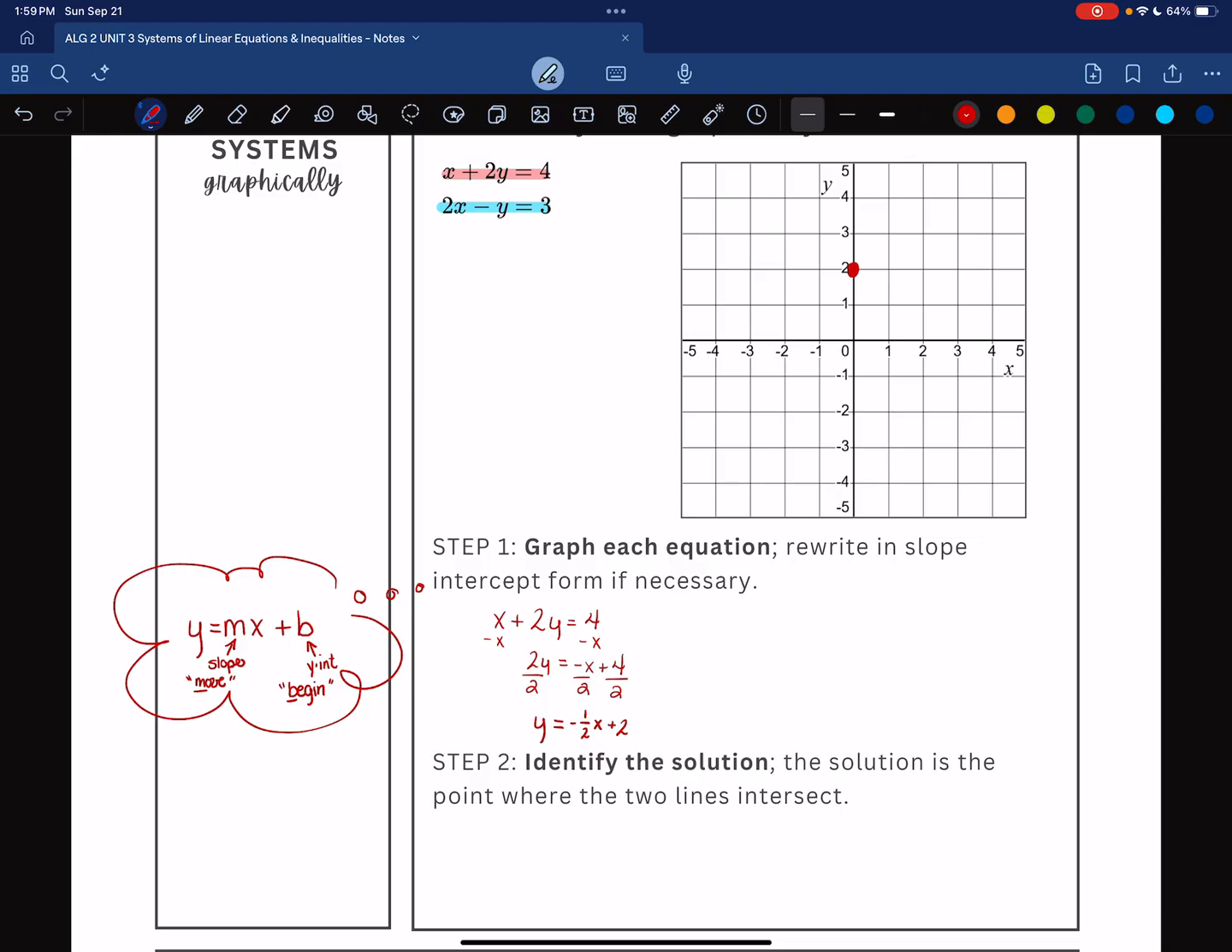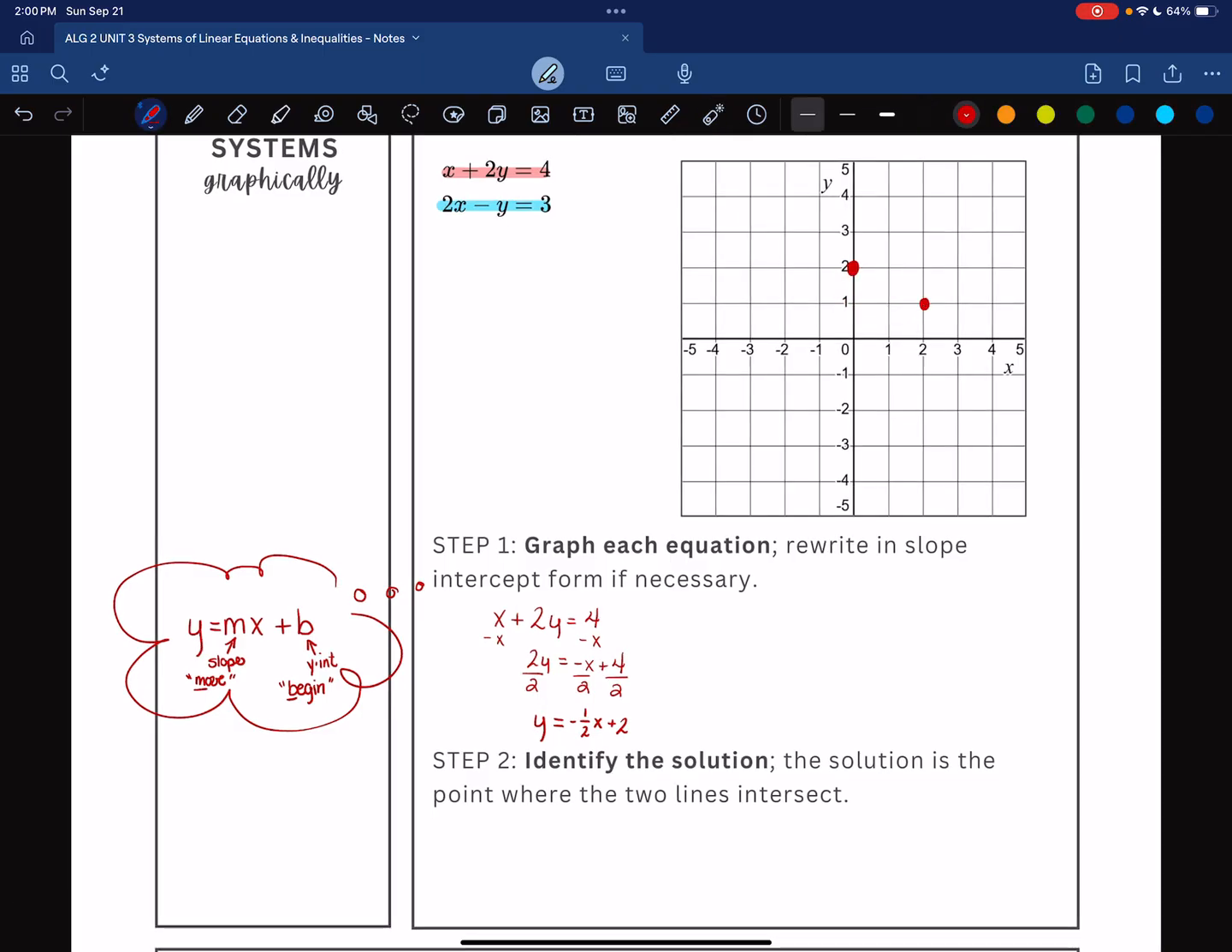It is negative 1 over 2, so I'm going to go down 1 and then over 2. And that's where I'll plot my next point. And I can continue in that fashion, down 1 over 2. You could also go up 1, left 2, up 1, left 2.